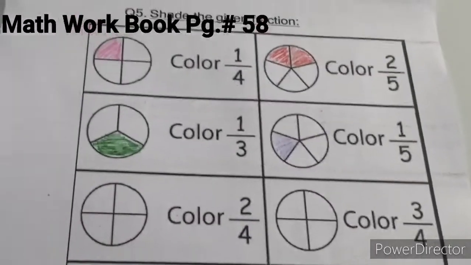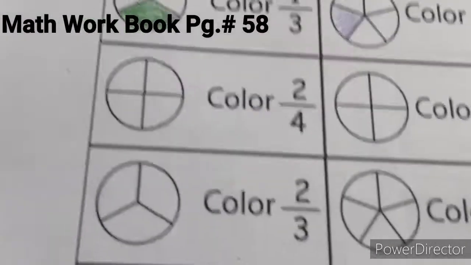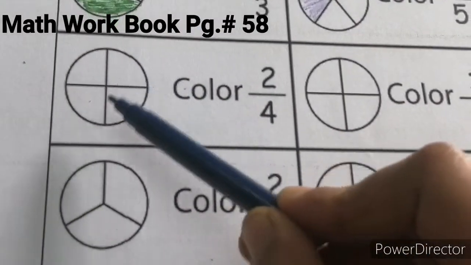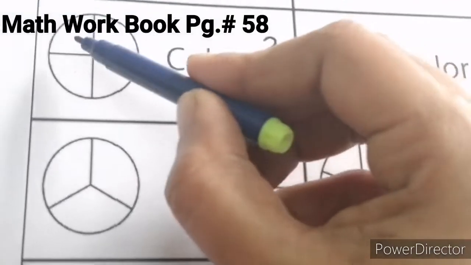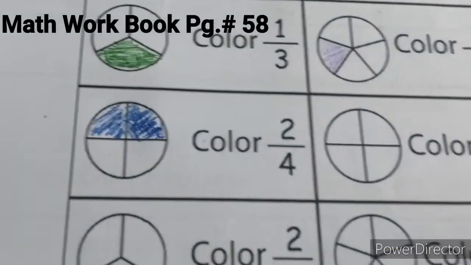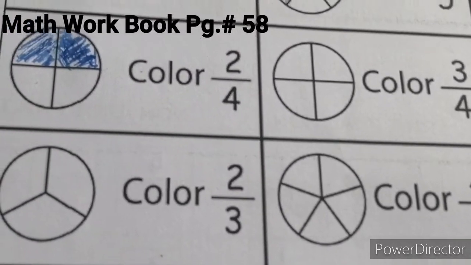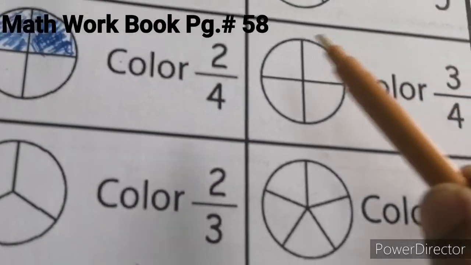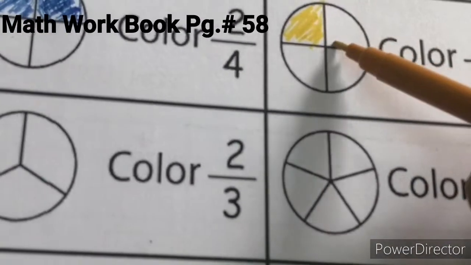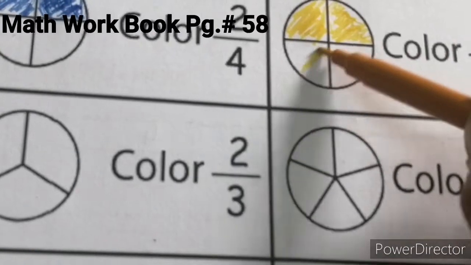Next question. Have you done the first 4? Now go on to the next line. 2 by 4. There are 4 equal parts and we have to shade 2 out of them. So I am going to shade this. Next, 3 by 4. We have to shade 3 out of the 4 equal parts. All of you please do it along with me. 1, 2 and 3.